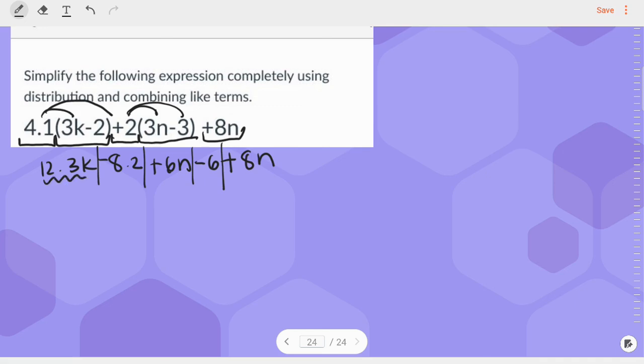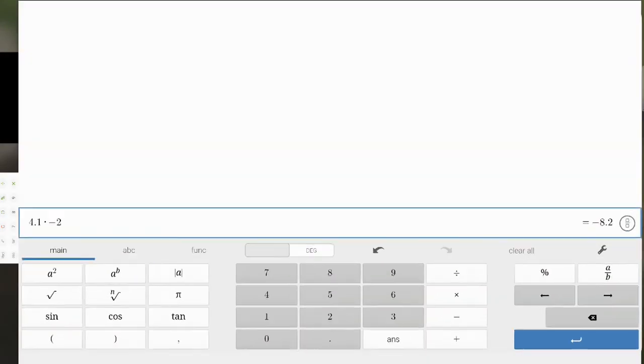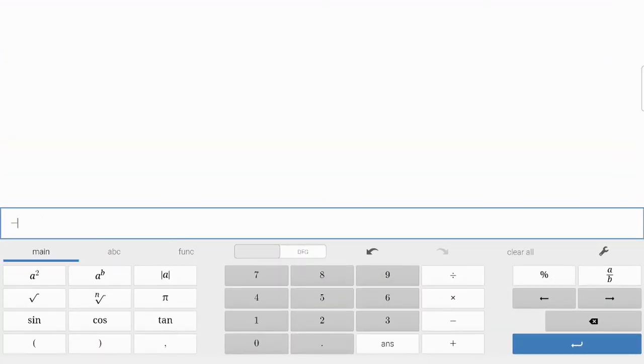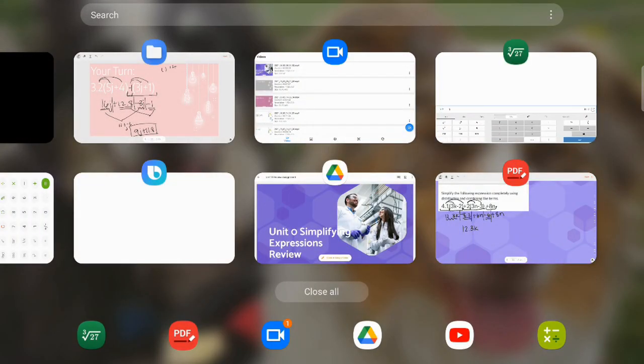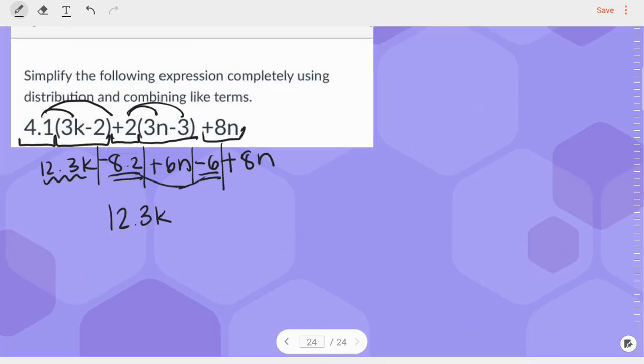Anything that is a like term with 12.3k? Well, there's no other k's, so nope. So I'm going to bring it straight down. Anything that's a like term with negative 8.2? Well, there's a negative 6. So negative 8.2 plus a negative 6 is negative 14.2. So when I combine these, I get negative 14.2.